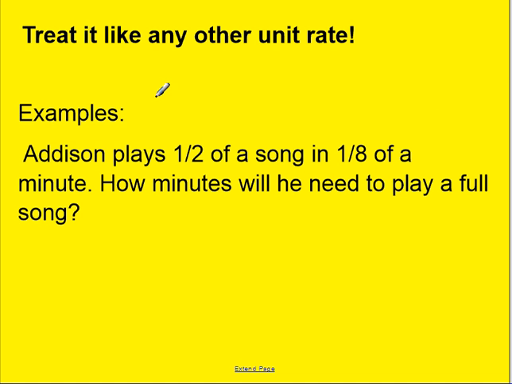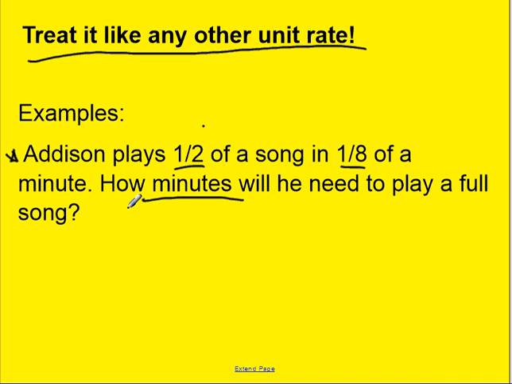Let's jump right in. All you have to do with complex unit rates is treat them like any other unit rate. So for example, we have this problem right here. Addison plays half of a song in 1/8 of a minute. How many minutes will he need to play a full song? Don't get confused because it deals with fractions. Look at what it's asking you. It's asking you how many minutes, there should be the word many in there, I apologize for that. How many minutes will he need to play a full song?